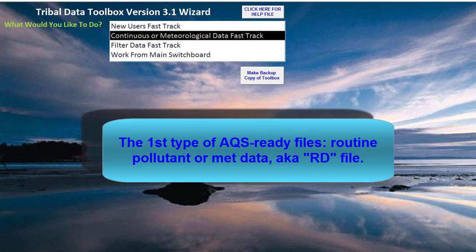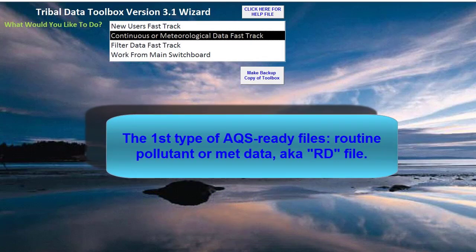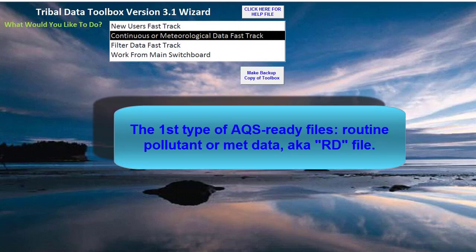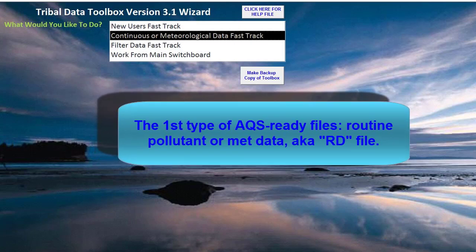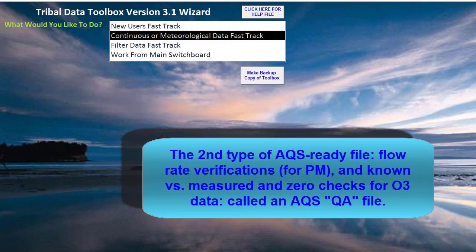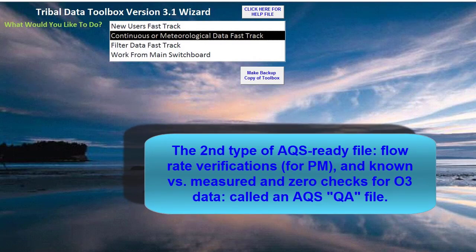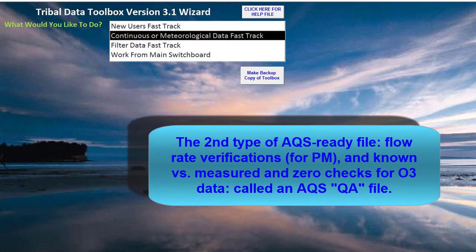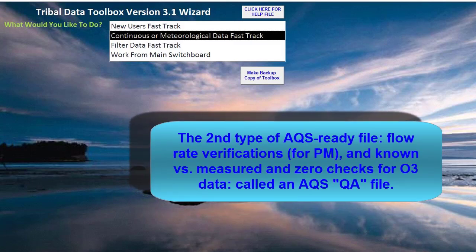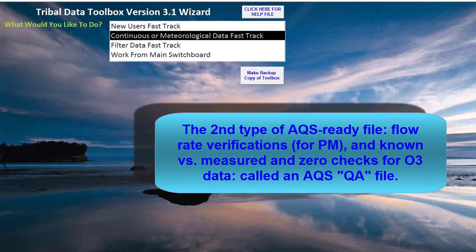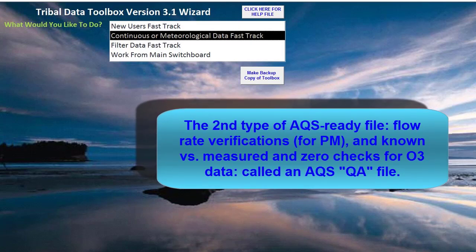Just so you know, there are two types of AQS formatted files that can be generated with the Toolbox. The first type are the raw data files, and in AQS lingo this is called an RD file, and that includes the hourly plume or your MET parameter values that you collect. The second type are the QA/QC checks that you do, and in AQS lingo these are called QA files. Your QA files can include the results of your flow rate verifications if you're talking about PM data, or if you're talking about your gaseous pollutant data, that's the known versus measured checks.